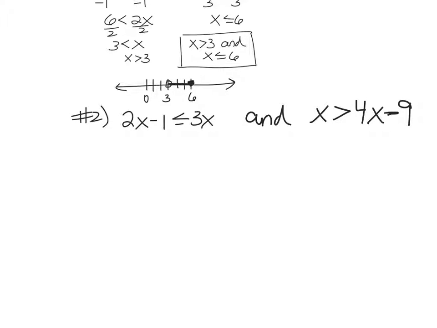Okay? So you're going to take them one at a time, and then you're going to combine the answers at the end. So let's do it. You ready? So for this one, what are we going to do first? What's our first step? Subtract 2x. Let's get our x's together and subtract 2x.